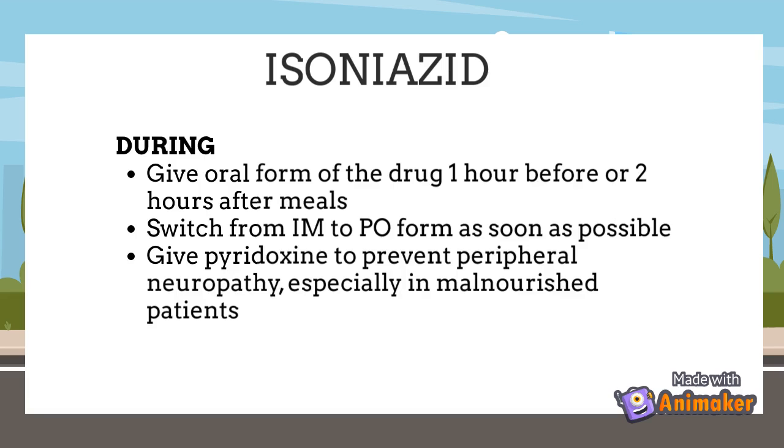During the implementation, the nurse must give oral form of drug 1 hour before or 2 hours after meals to avoid decreased absorption. The nurse must switch from intramuscular to per oral form as soon as possible. The nurse must give pyridoxine to prevent peripheral neuropathy, especially in malnourished patients.